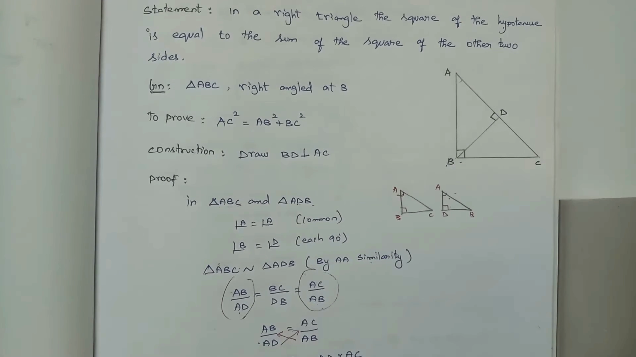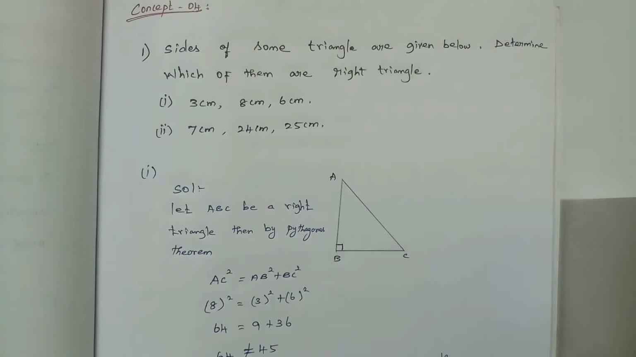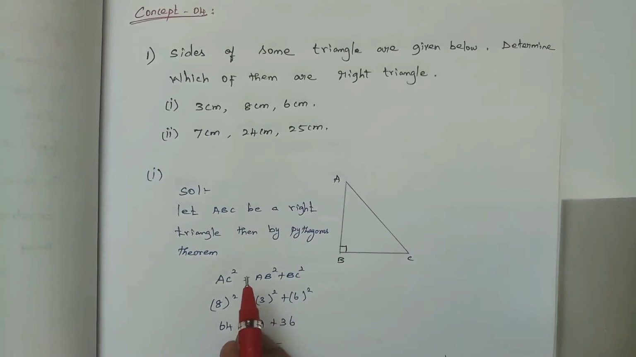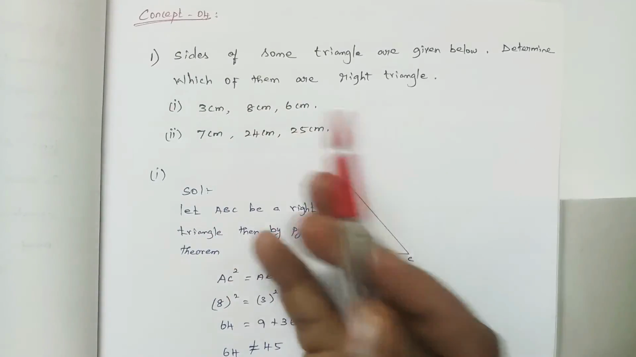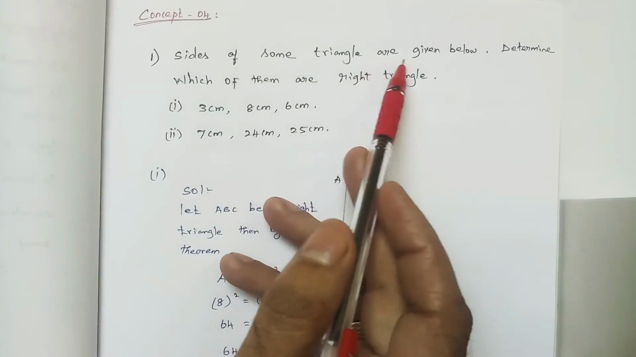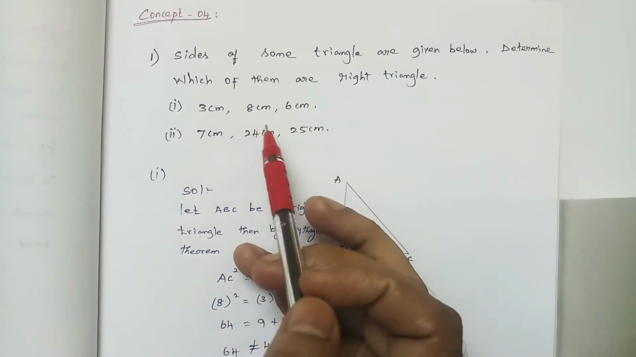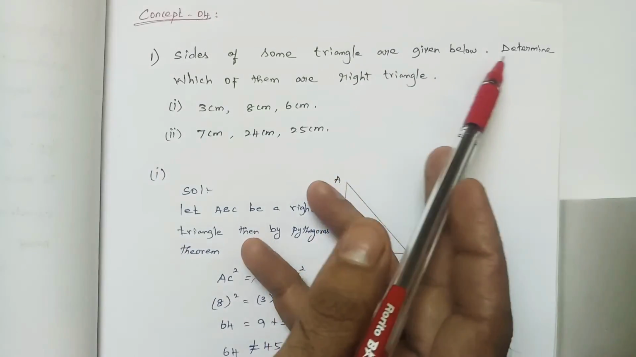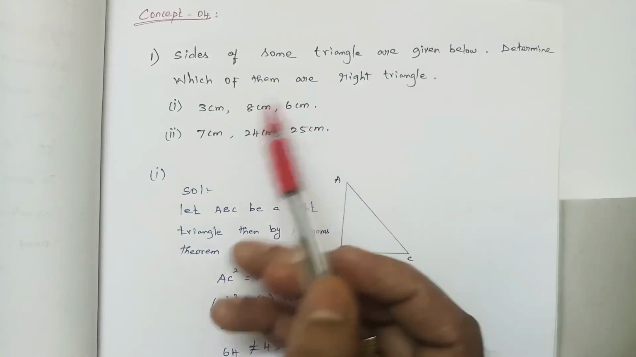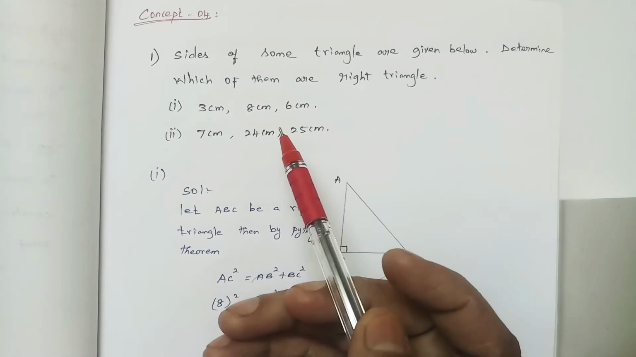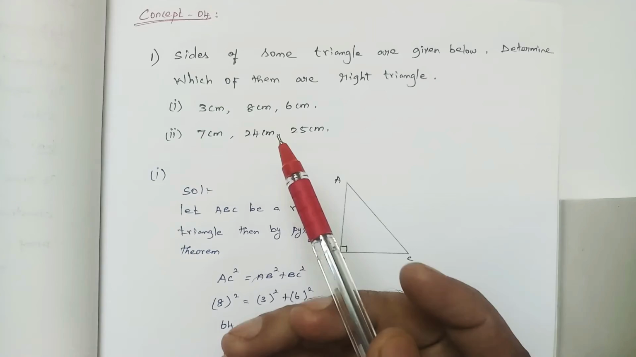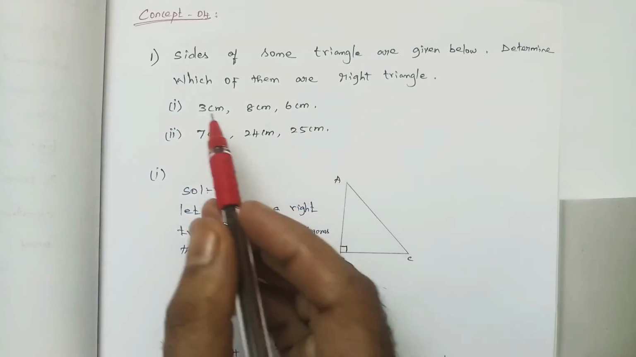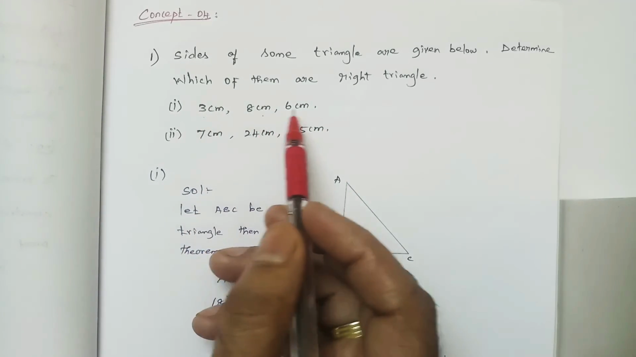Understood? Okay. Now we will see the sums based on this property or statement, right? Concept 4, sum number 1. Sides of some triangles are given below. This is 1 mark alone, but okay, we'll see. Determine which of them are right triangles. So we are going to check whether the given sides belong to a right triangle or not by using the Pythagoras theorem, right? They have given the measurements 3 cm, 8 cm and 6 cm, right?